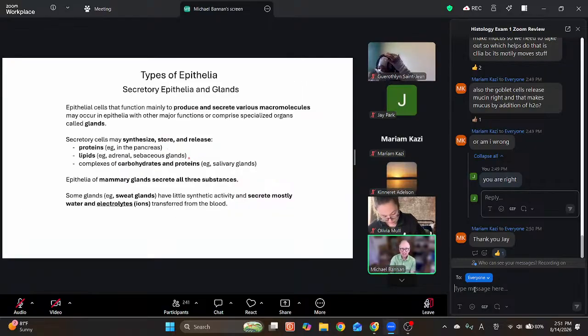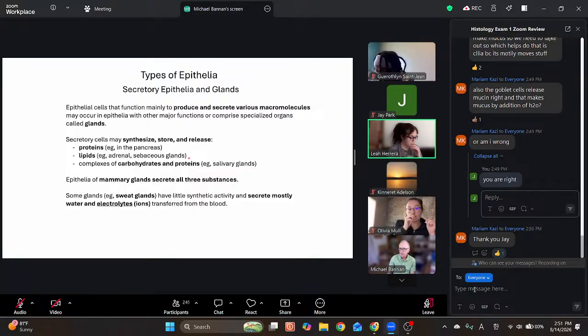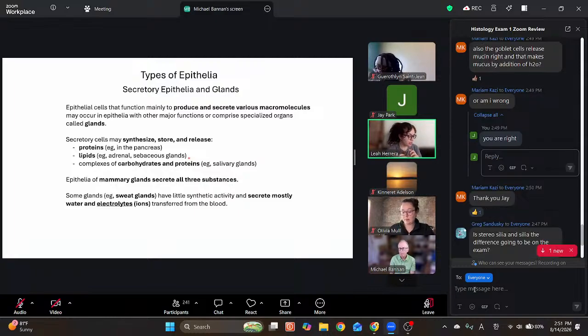Okay, next topic we're going to talk about. Any questions about the types of lining epithelium? Okay, Leah. For the urothelium, I read some information about it being more than the urinary bladder, like the whole urinary system. Is that true? Yes, that's true. It lines the bladder, but also the ureters, the renal pelvis, and also a portion of the urethra. Perfect. Thank you.